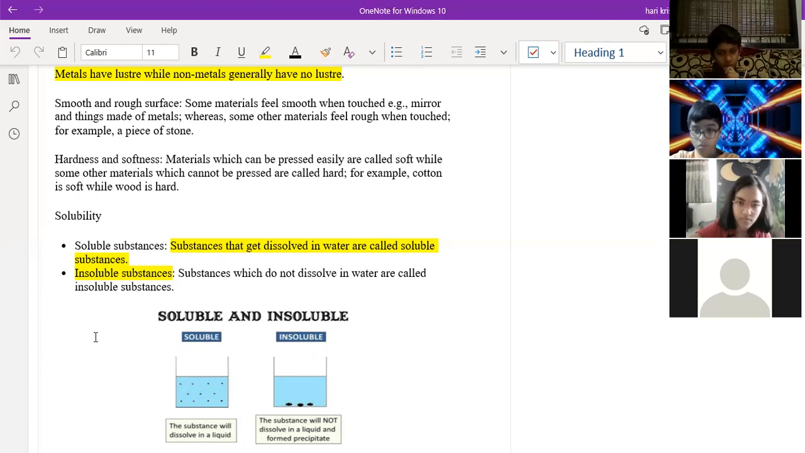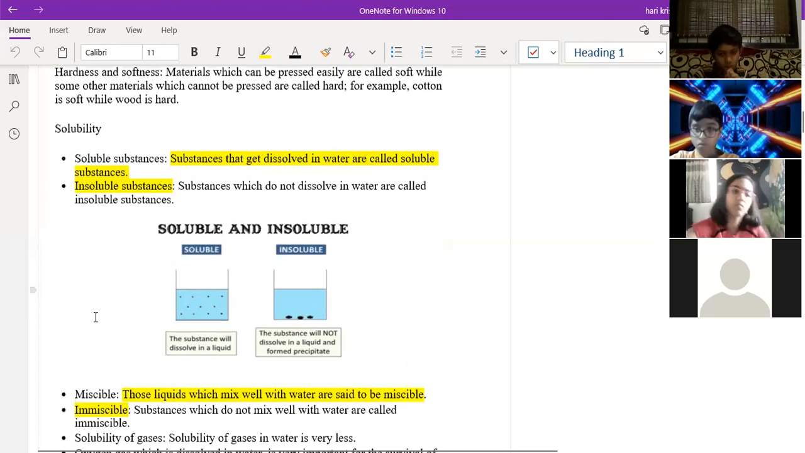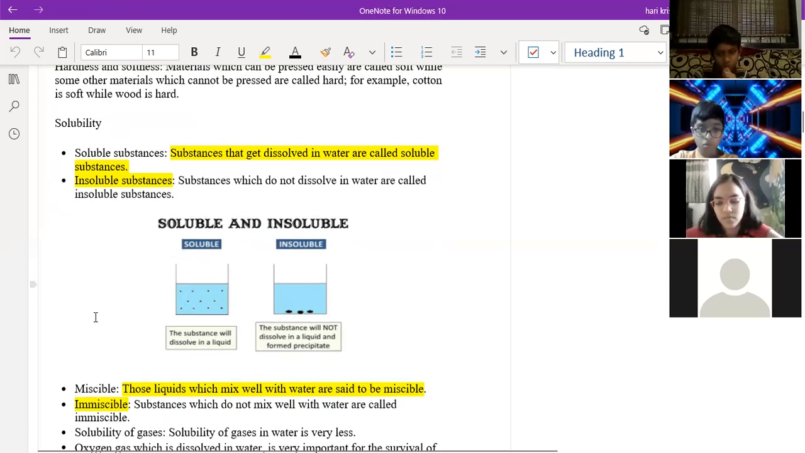The next one is solubility. So what is solubility? Based upon solubility, how can we classify the substances?